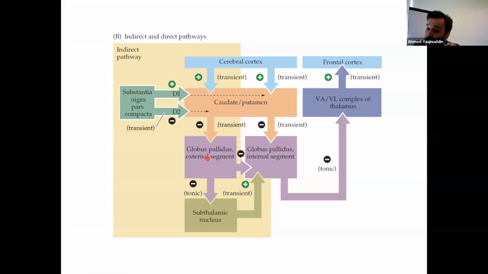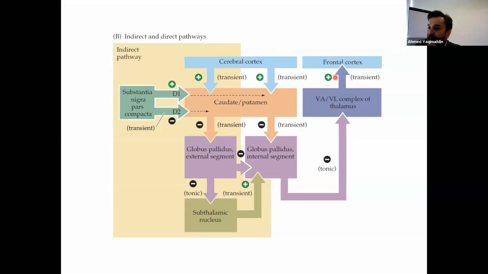So the globus pallidus externa would have less tonic inhibition of the subthalamus, and this will result in activation of globus pallidus interna, which will result in inhibition of the thalamus and the poverty or decreased motor movement. So the direct pathway will facilitate movement. The indirect pathway will try to inhibit movement. So this is a fine tuning mechanism which is there in the basal ganglia.